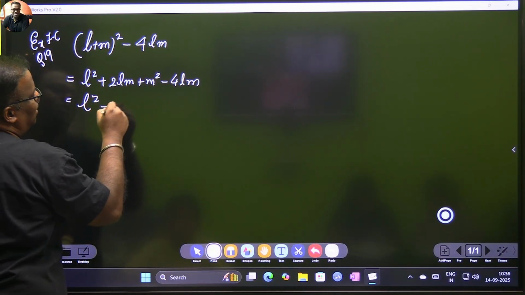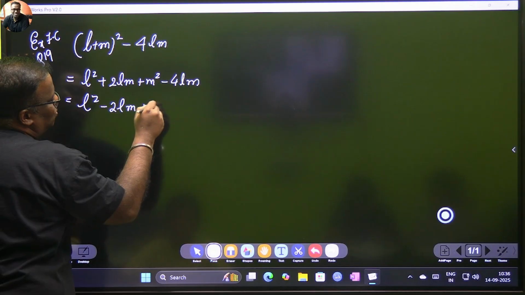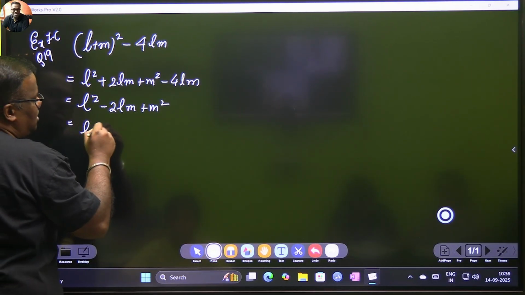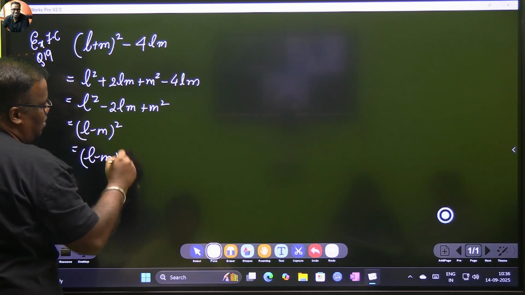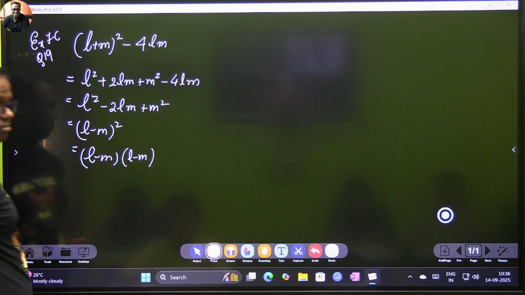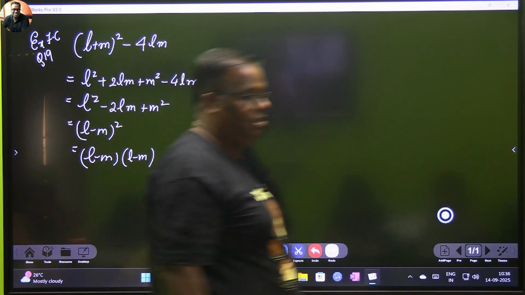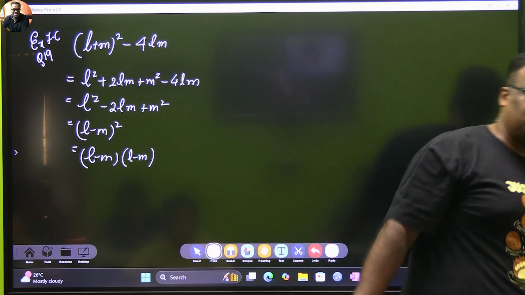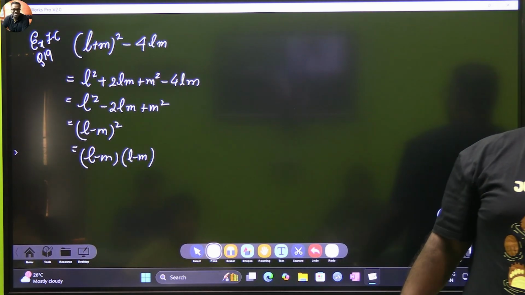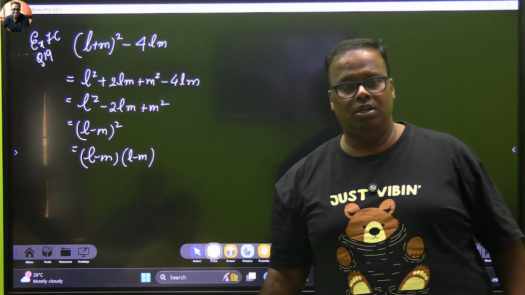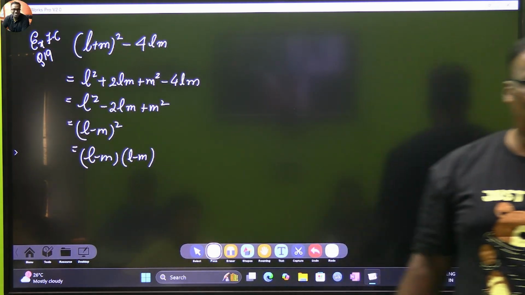l square minus 2lm plus m square is equal to l minus m whole square, which is equal to l minus m into l minus m. Done. Okay. Shall we go to middle term splitting? Let me explain it properly. Then in the holidays, I will give you one worksheet of direct and inverse variation and one middle term splitting worksheet also. Okay. Shall we?